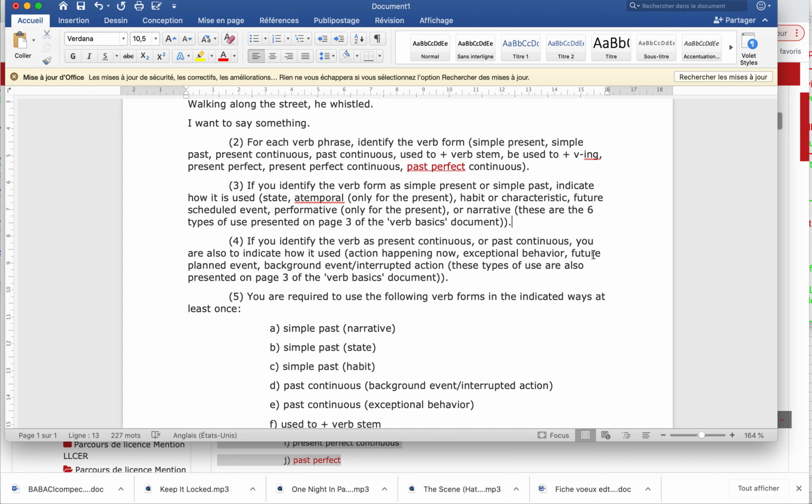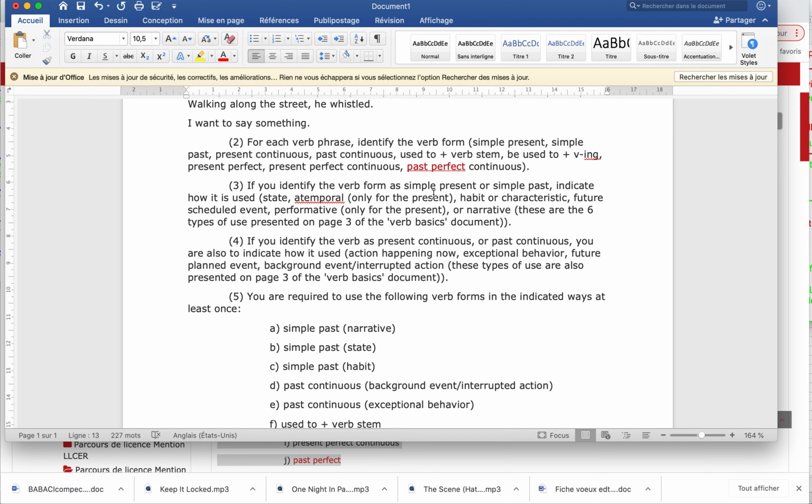I was walking down the street when something happened, right? And the habit, which would be imparfait en français: Il passait beaucoup de temps dans ce quartier. That wouldn't be "he was spending." It would be "he spent," right? And just to remember also these things.